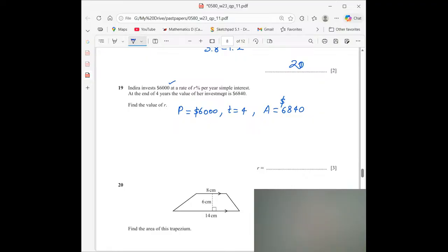So what is A? The total amount is principal plus interest. So that is 6,840. If we want to find interest here, yes, we have to find interest here. How can we find it? P is 6,000, the amount is 6,840. Interest is 6,840 minus 6,000. So that will be $840. It means that on that investment, she got $840 interest, right?